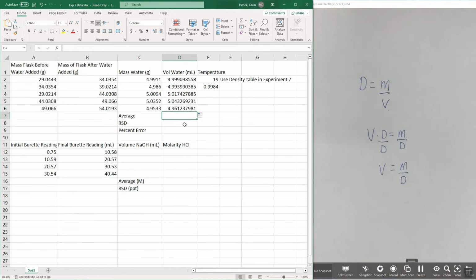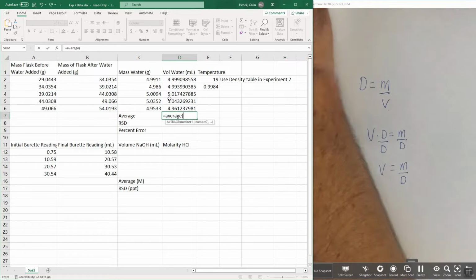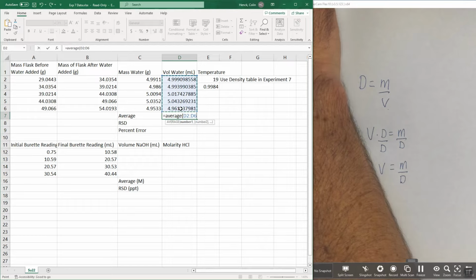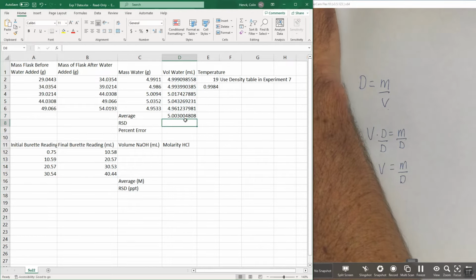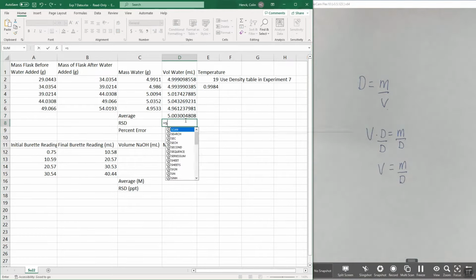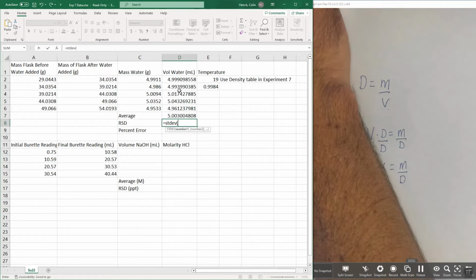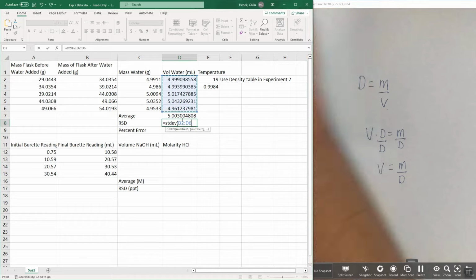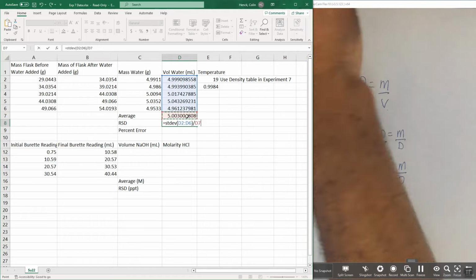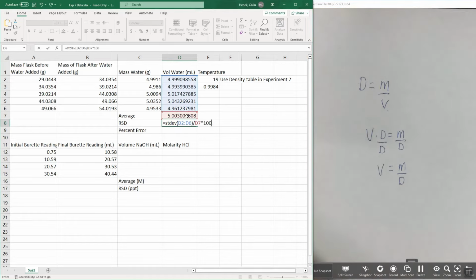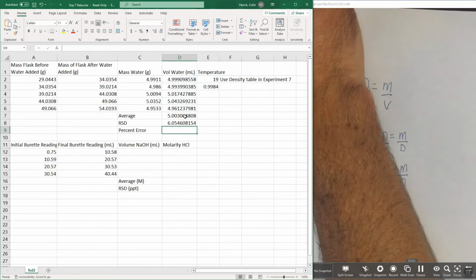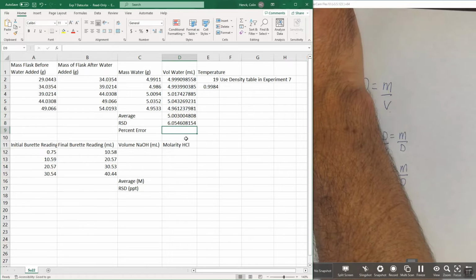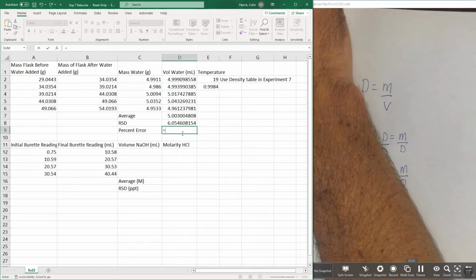Now we want to calculate the average. Remembering that Excel knows how to calculate average: always equal sign, average, open a parenthesis, select your data. Then the RSD is the standard deviation of this data. Make sure not to include the average, so just the first 5 data points, divided by the average, which we just calculated, times 1,000. And this gives us the RSD of this data.